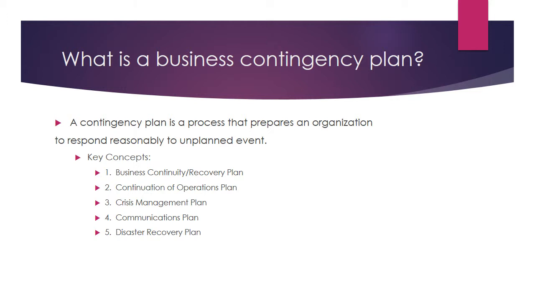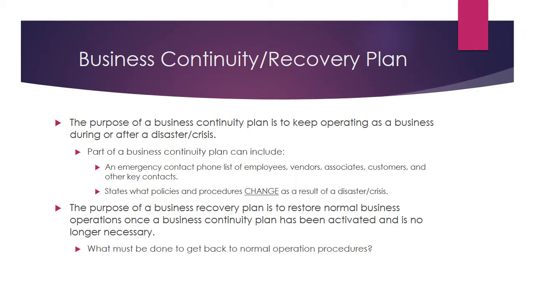So, what is a business contingency plan? A contingency plan is a process that prepares an organization to respond reasonably to an unplanned event. There are 5 key concepts that I'm going to go over. They are the business continuity recovery plan, the continuation of operations plan, the crisis management plan, the communications plan, and the disaster recovery plan. The purpose of a business continuity plan is to keep operating as a business during and or after a disaster and crisis.